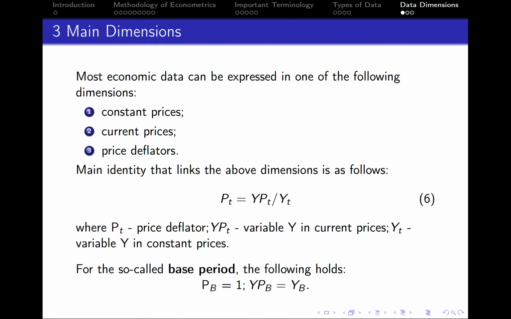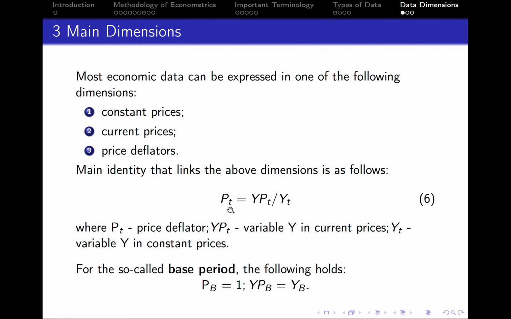And the last section is devoted to economic data dimensions. On this slide, I've presented three main dimensions, which are constant prices, current prices, and price deflators. So economic variables can be expressed in one of the three dimensions. And the main identity that links the above dimensions is as follows.